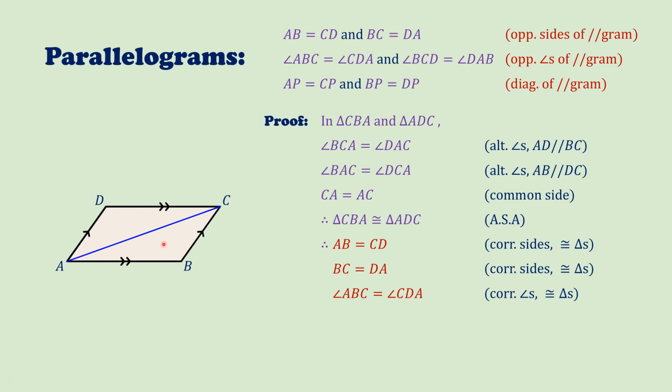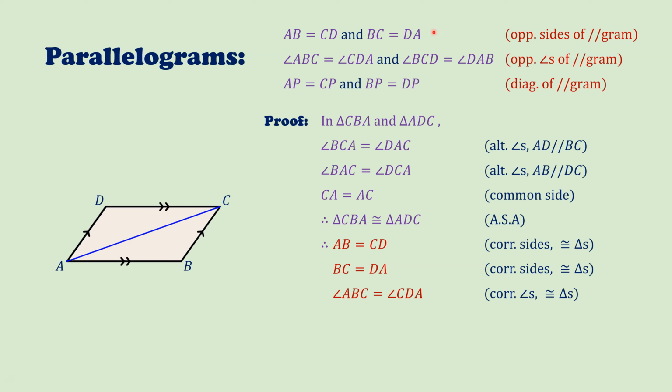Also, from the congruent triangles, we know that angle B is equal to angle D because they are the corresponding angles of the congruent triangles. This is how we can prove the second property: the opposite angles of a parallelogram are always equal.